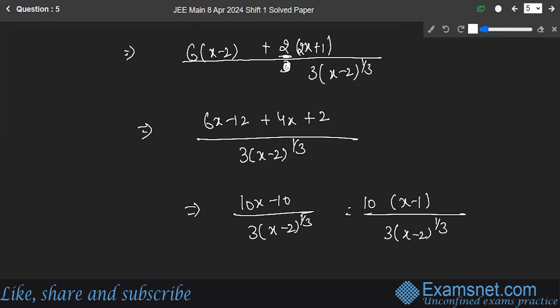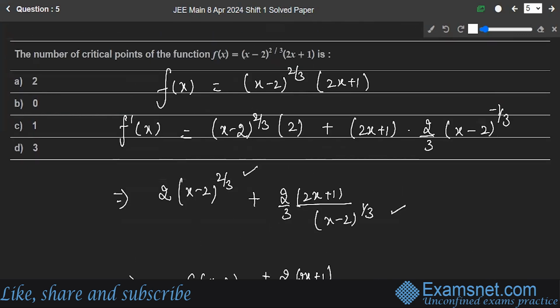So looking at this, I have two critical points. First is x is equal to 1 and the second is x is equal to 2. So that means there are two critical points. First option is the right answer. Hope you got that. Let's move to the next question.